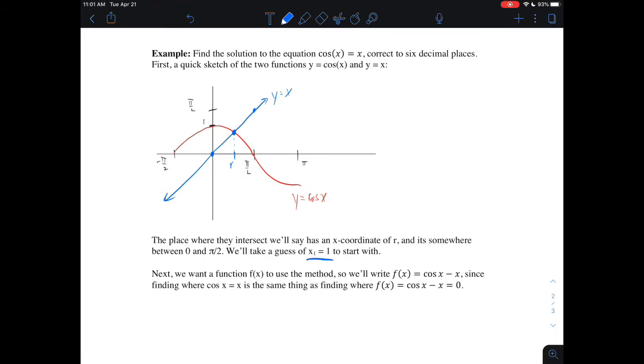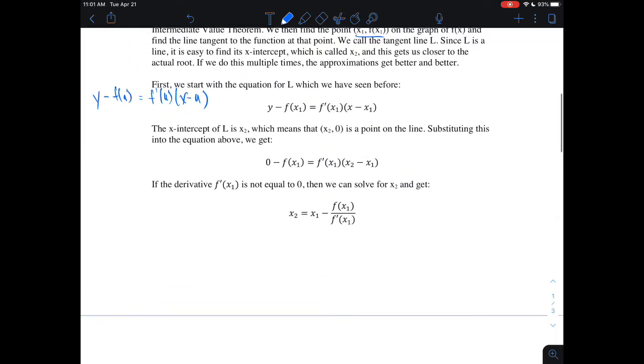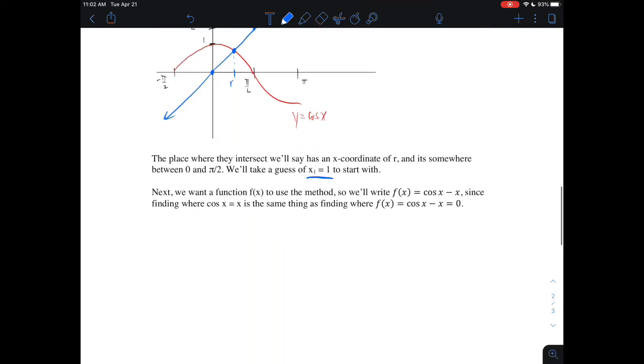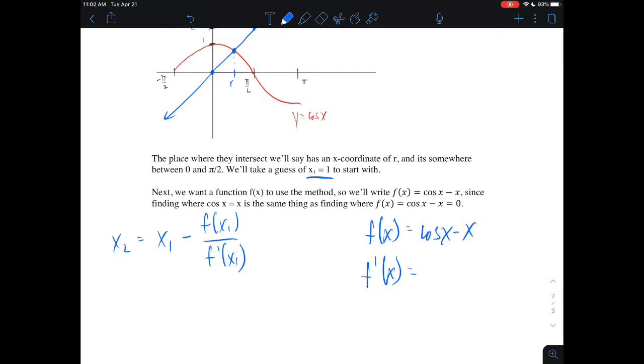So we've got our function, we've got x1. Let's first start by finding x2 by just using what we had up here. So x2, the next approximation will be x1 minus f of x1 divided by f prime of x1. And as we keep doing more of these, we're going to need our function and our derivative, so we might as well just record those. If f of x is equal to cosine x minus x, then f prime of x is equal to negative sine x minus 1.